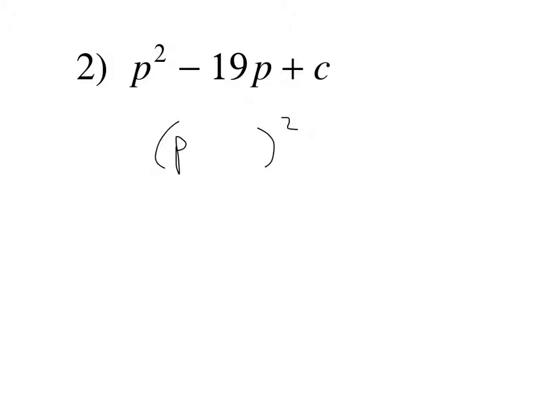But we still need to do the same process. We're still taking half of negative 19. Please remember, I told you guys before, in this class, I don't want decimals. I don't want mixed numbers. So how do I write half of negative 19 as a fraction? Yeah, negative 19 halves. Negative 19 over 2. That's all we're doing.